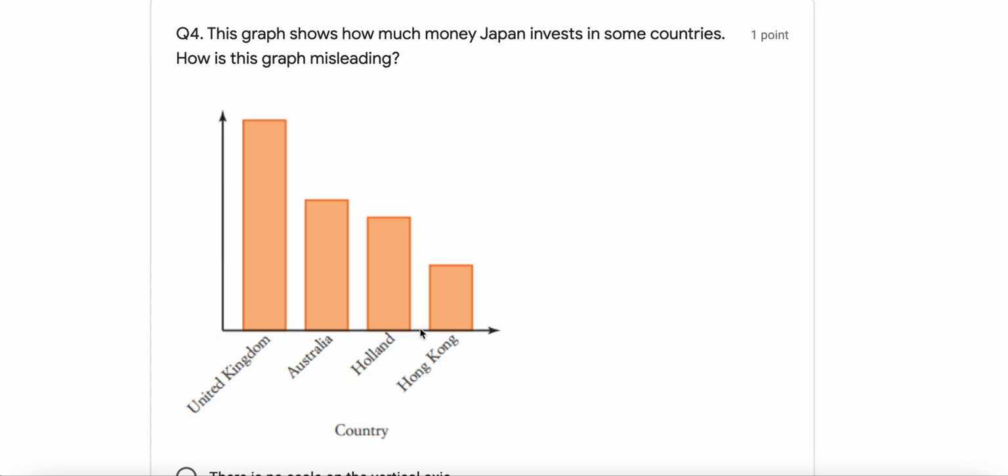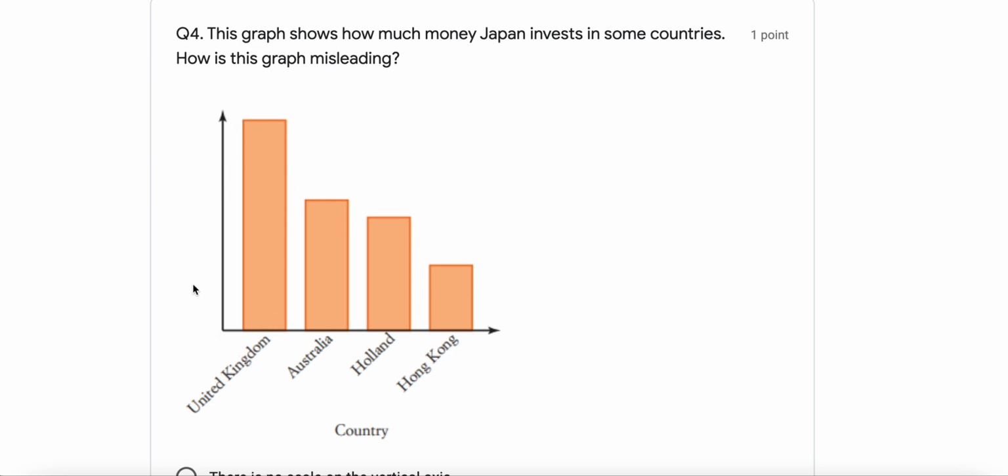So this graph shows how much money Japan invests in some countries. So how is this graph misleading? Well, let's try and read the graph. How much more money is Japan investing in the UK compared to Australia? Well, we have absolutely no idea because we have no values over here on our y-axis. We don't have any understanding of how much money this represents. We need to know how much, because if this is only worth $1, then it's not really that significant at all, is it? If Japan's giving $1 extra to the UK than they are to Australia, I don't think anyone's really that interested in that.